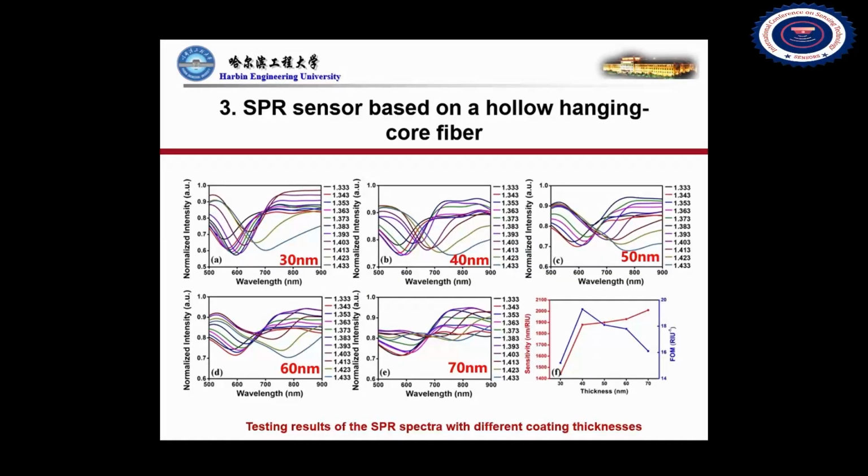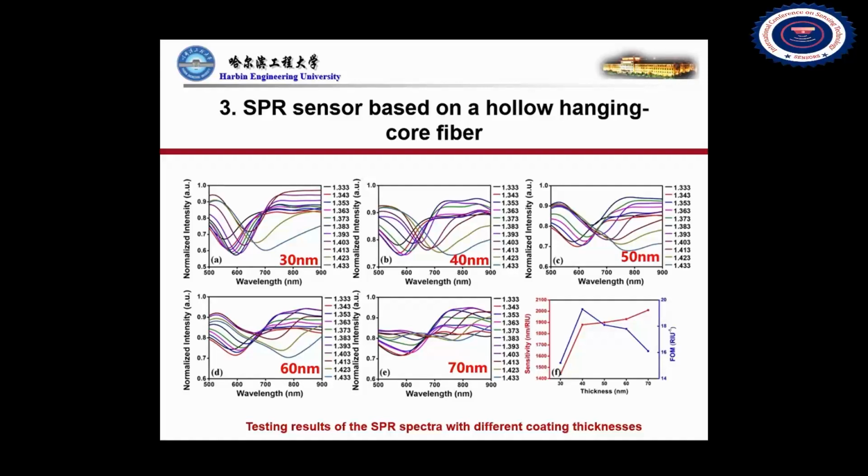We experimentally studied the effects of gold film thicknesses on SPR sensing characteristics by measuring different samples with gold film thicknesses of 30 nm, 40 nm, 50 nm, 60 nm, and 70 nm respectively. With the increase of gold film thickness, the resonant dip tends to be flat, because the evanescent field intensity decreases exponentially along the radial direction, which leads to the weakening of the coupling strength between the core mode and the plasma mode.